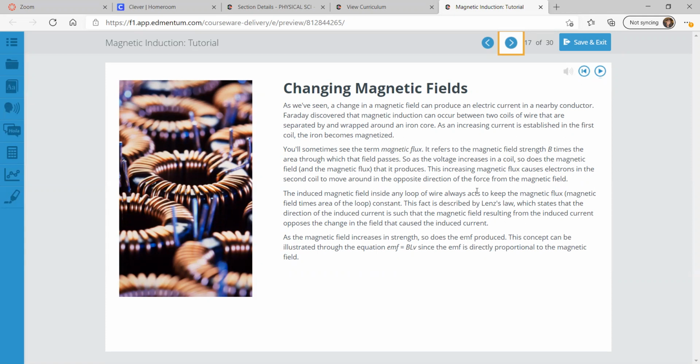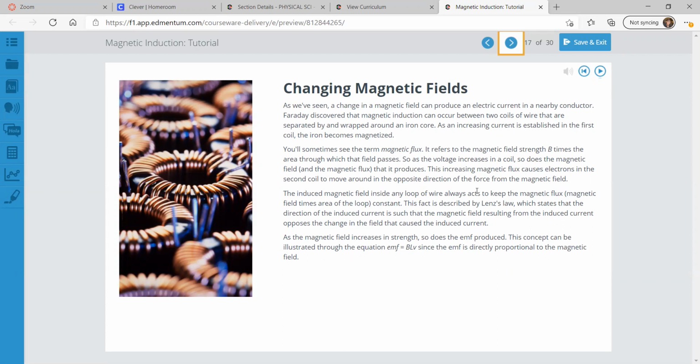This increasing magnetic flux causes electrons in the second coil to move around in the opposite direction of the force from the magnetic field. The induced magnetic field inside any loop of wire always acts to keep the magnetic flux, magnetic field times the area of the loop, constant. This fact is described by Lenz's law, which states that the direction of the induced current is such that the magnetic field resulting from the induced current opposes the change in the field that caused the induced current.